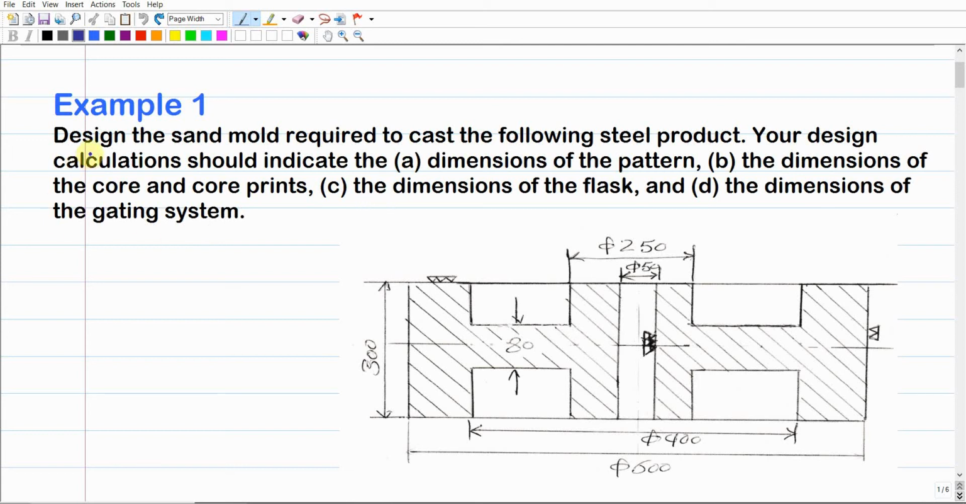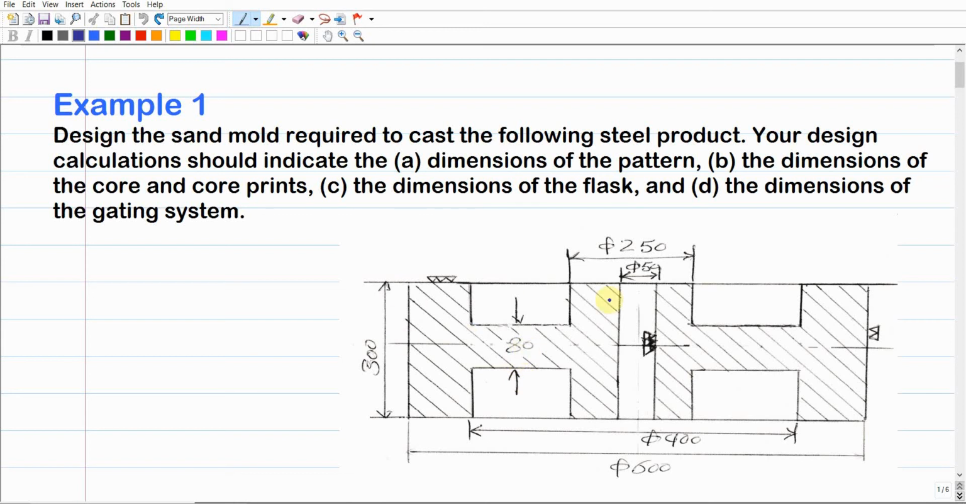So it is required here to design the sand mold required to cast the following steel product. It is made of steel, and the design calculation should indicate the dimensions of the pattern, the dimensions of the core and core print, the dimensions of the flask, in addition to the dimensions of the gating system. If you remember from the previous video, we said that we are going to skip the riser design step, which is the 10th step. It means that here we are required to just apply the first 9 steps that we explained over the 3 videos before.